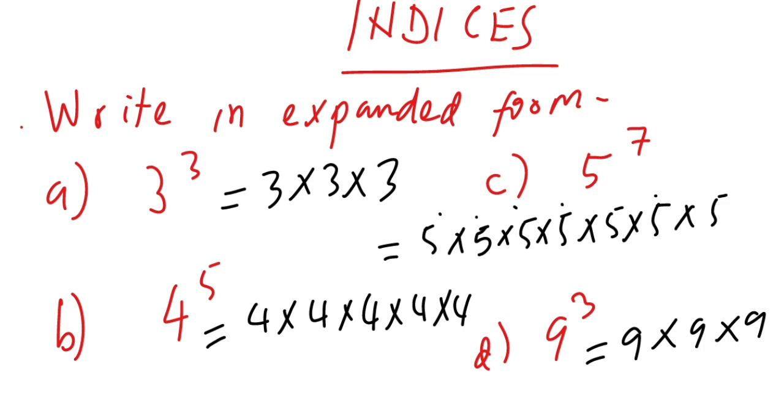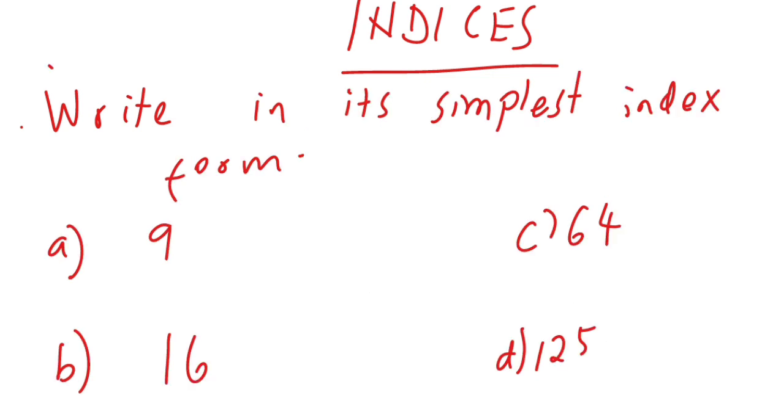Yeah, let's go to the other question now. Okay, hii ni swali lingine, write in its simplest index form. So question A uko na 9. So yamaanisha nini yani? Yamaanisha kuwa wafaa hii number ambao ni 9 wafaa uandike kuwe na number power something giving you 9. So the only number that can be divided into 9 is 3. So 3, ukichukua 9 divided by 3 itakupa 3. So ni 3 squared. So that is the simplest index form.